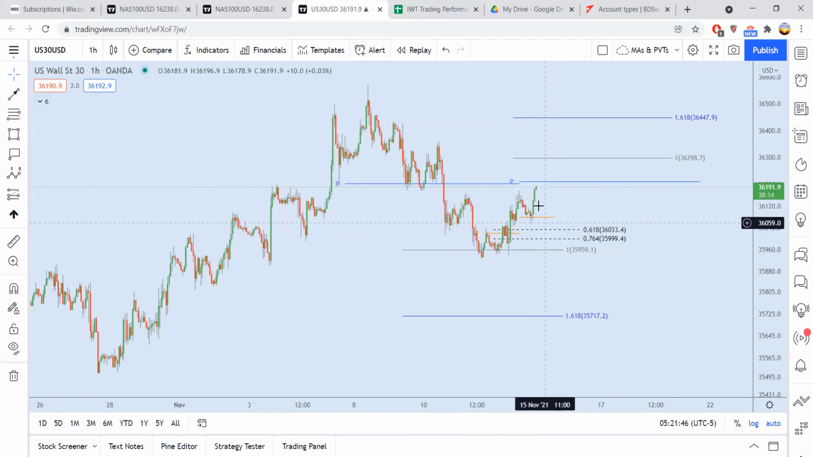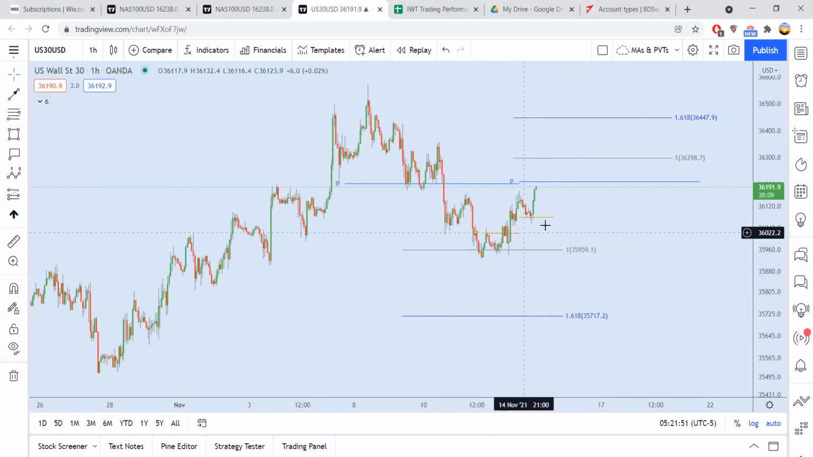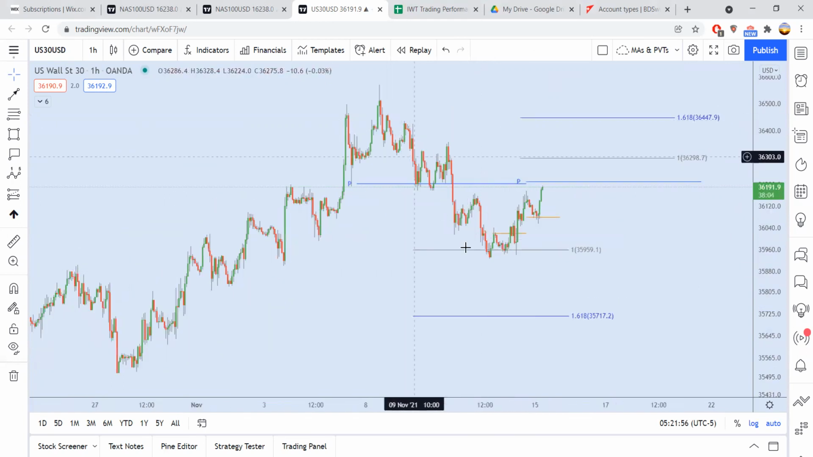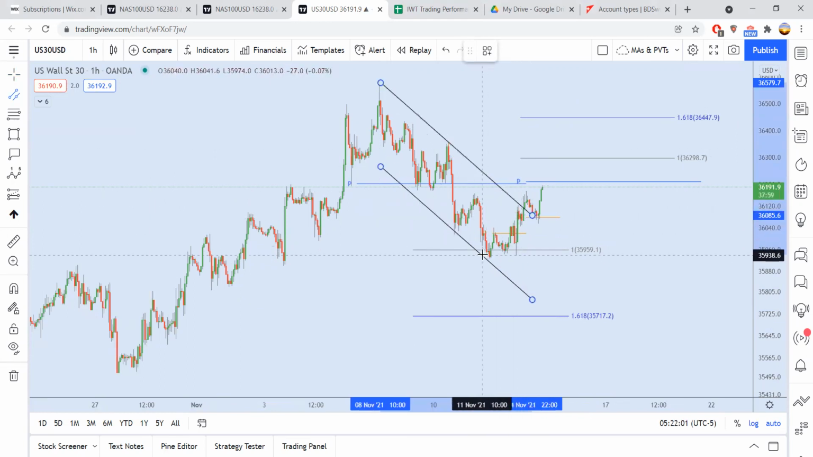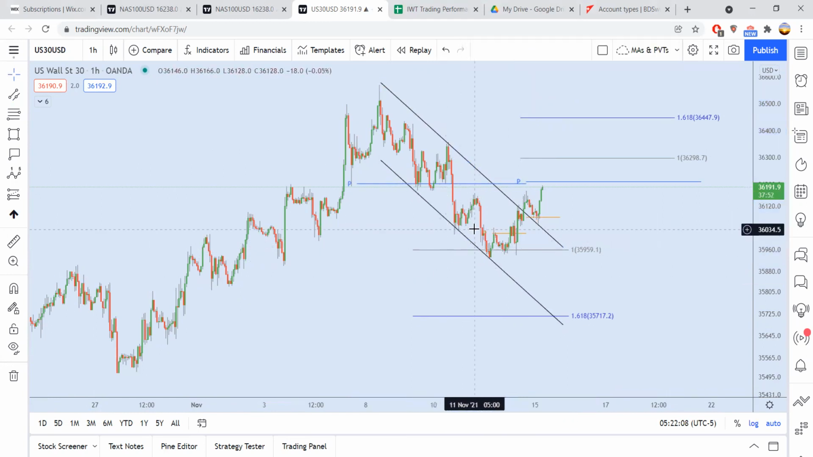So this pattern is already done. This part is done. 100% extension of this down move correction up to now. Nothing serious on this down move. Nothing to worry about. It's a channel. So price contained within a channel is of a corrective nature. It's not a trend. Therefore, the previous trend is about to resume once the upper bound of the channel is broken.